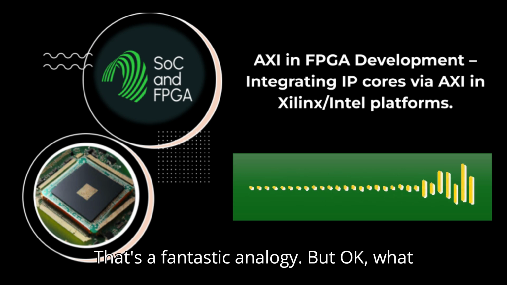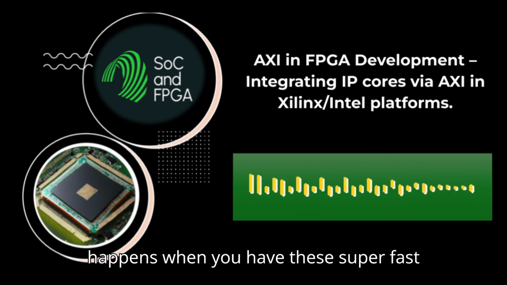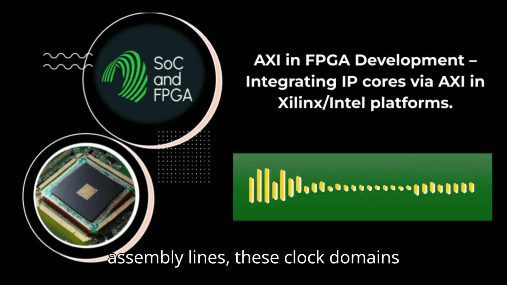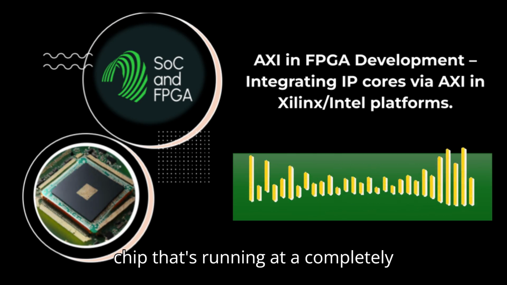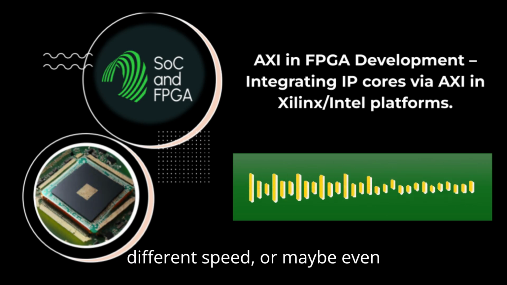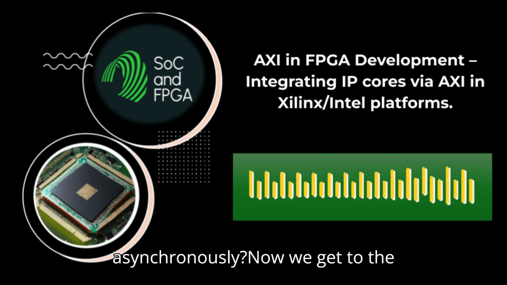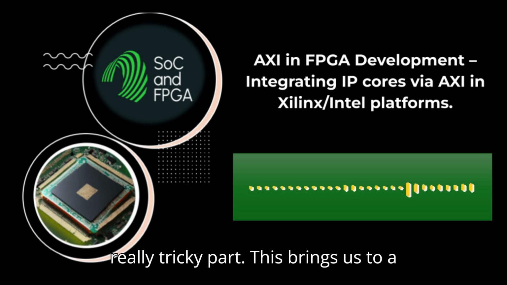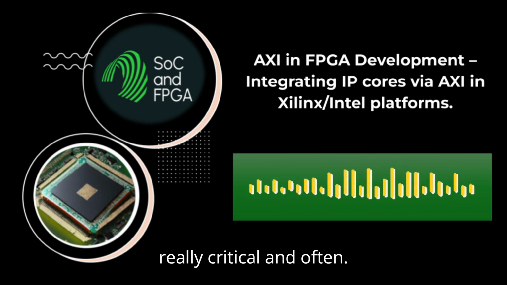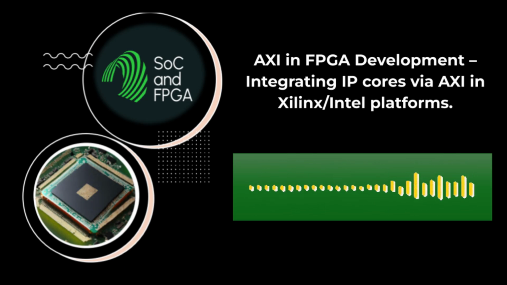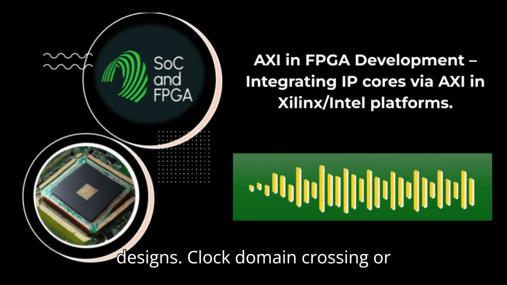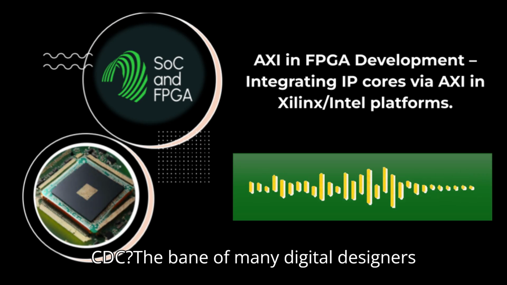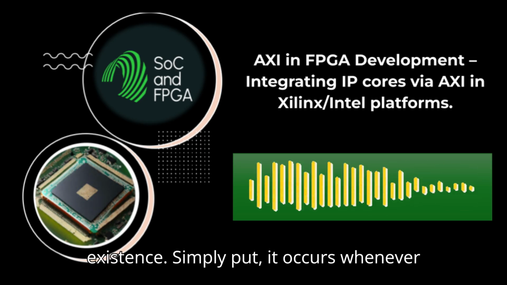That's a fantastic analogy. But okay, what happens when you have these super fast assembly lines, these clock domains, needing to talk to another part of the chip that's running at a completely different speed, or maybe even asynchronously? Now we get to the really tricky part. This brings us to a really critical and often difficult challenge in multi-clock designs. Clock domain crossing, or CDC. The bane of many digital designers' existence.